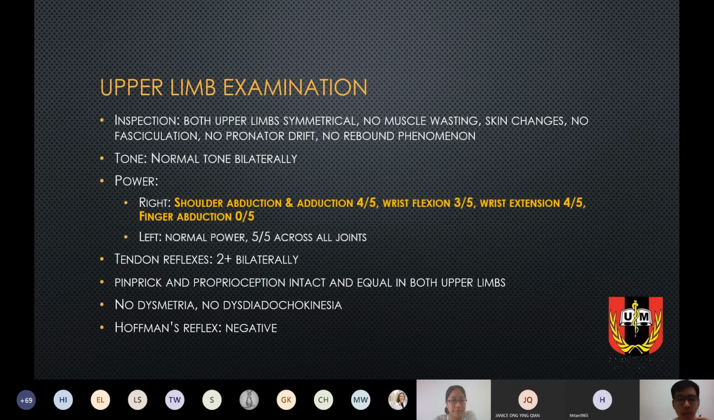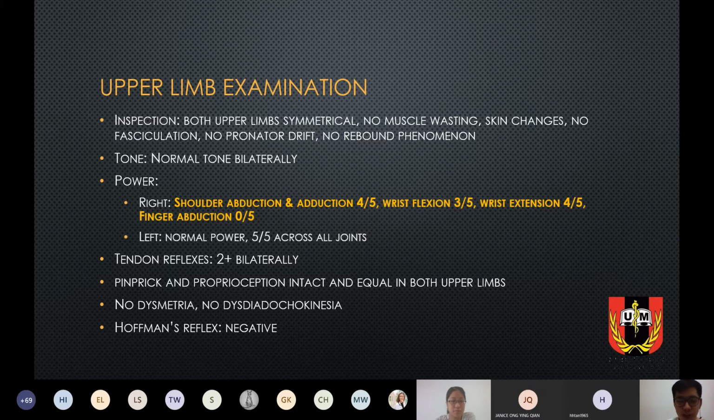Okay, so this is the upper limb examination. Upon inspection, both limbs are symmetrical, no muscle wasting, no skin changes, no fasciculation, no pronator drift or rebound phenomenon. Tone is normal bilaterally. For the power, right shoulder abduction and adduction is 4 out of 5. Wrist flexion is 3 out of 5. Wrist extension is 4 out of 5. And the finger abduction is 0 out of 5 on the MRC grading scale. The left upper limb is normal with 5 out of 5 across all joints.